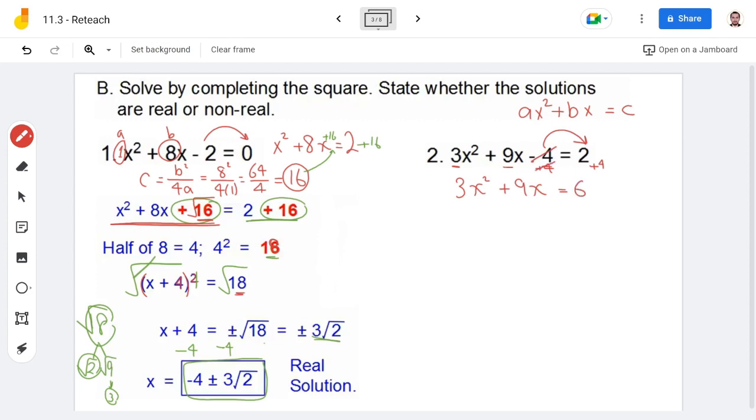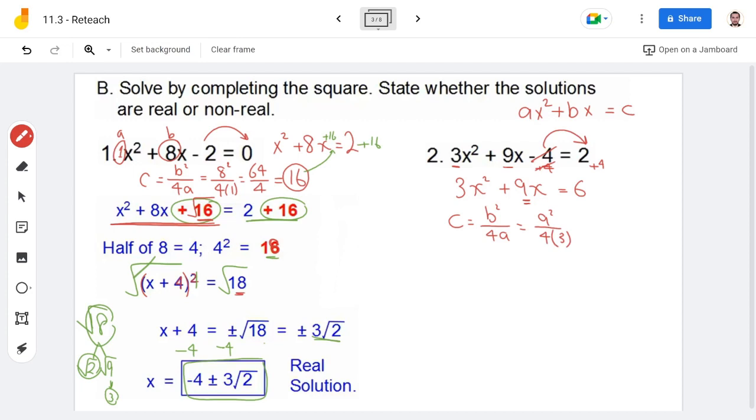Now let's complete the square. So let's find c. So c is equal b squared over 4a. b squared is what? Is 9. So 9 squared over 4 times a. a is what? Is equal 3.